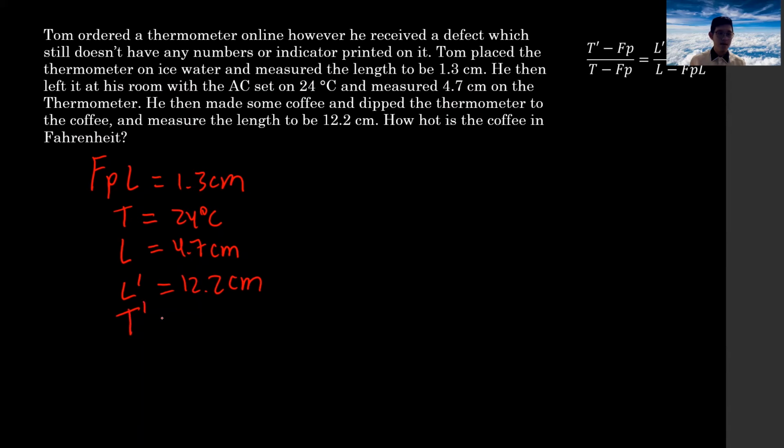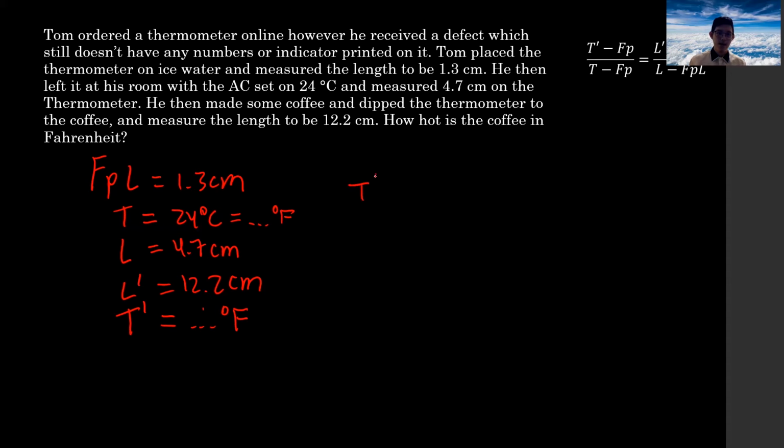So it asks for the temperature, but in Fahrenheit. But this one actually is Celsius. So there are two ways that you can do this. You can first change this into Fahrenheit, and after you change to Fahrenheit, you put it into the formula, or you can just use the formula first and then change it into Fahrenheit, whichever you are more comfortable with. For me, I will put it into the formula first.